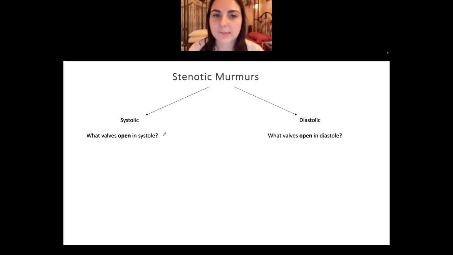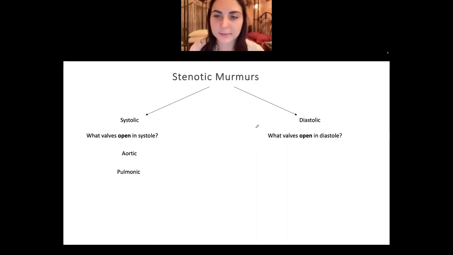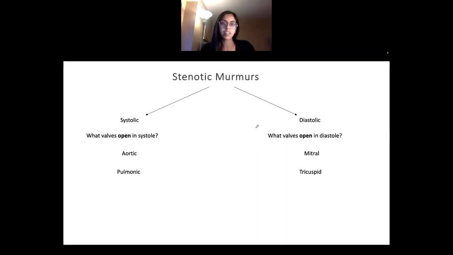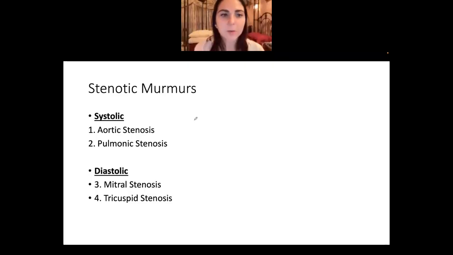The aortic and the pulmonic. And then what valves are open in diastole? The mitral and the tricuspid. Right. So there are four types of stenotic murmurs. If you hear a stenotic murmur during systole, it's going to be an aortic or pulmonic stenosis. If you hear a stenotic murmur during diastole, that's going to be mitral or tricuspid.